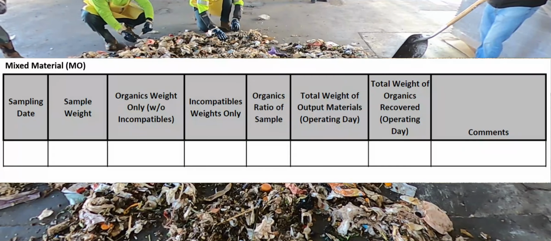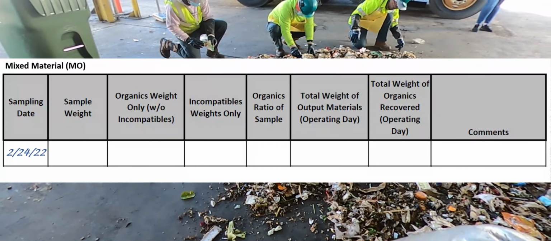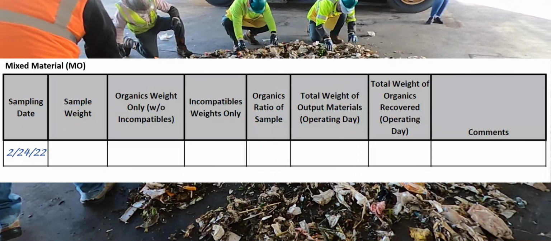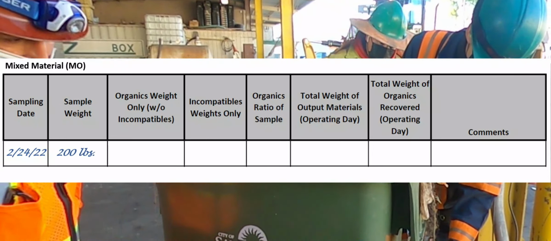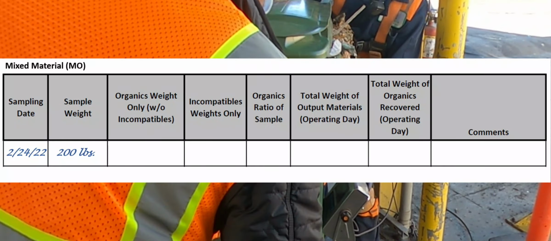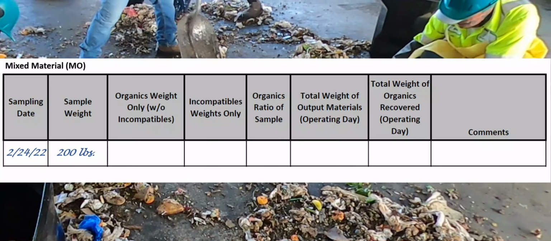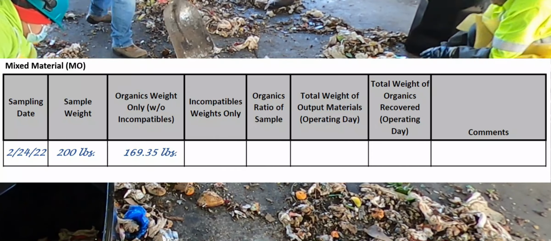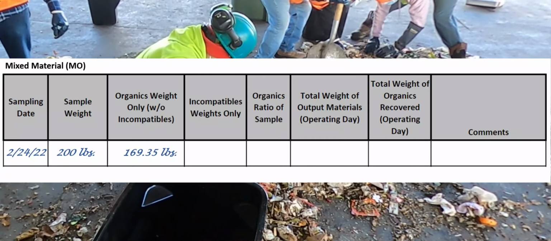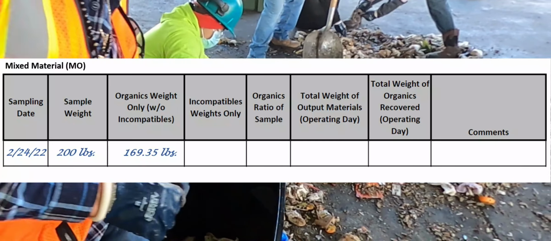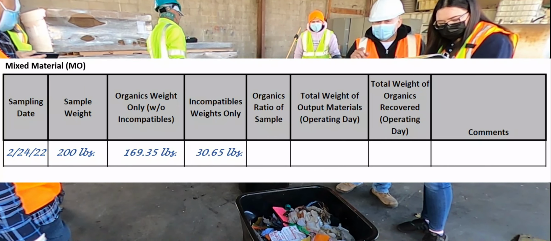During the sampling process, the operator recorded key information. This included the sampling date, which is important since the operator is conducting 10 days of sampling per reporting period, the weight of the sample, which was 200 pounds. This meets the 200 pound or more requirement. The weight of the organics in the sample, or better known as sample weight without incompatibles, which was 169.35 pounds. The operator also recorded the weight of the incompatibles, which was 30.65 pounds.